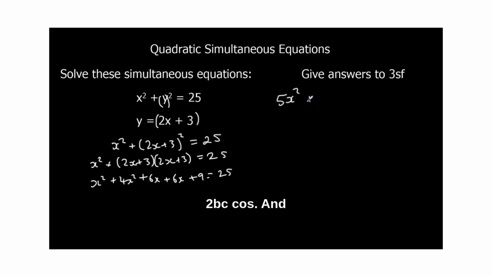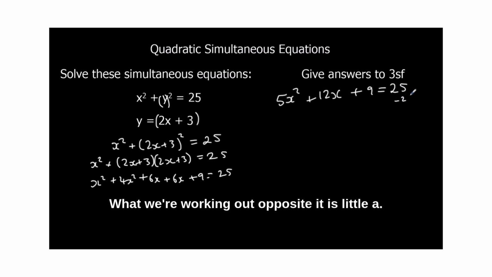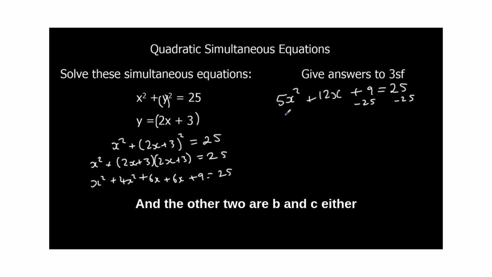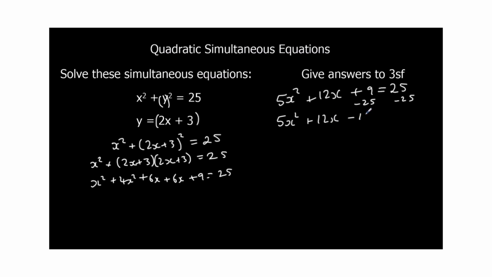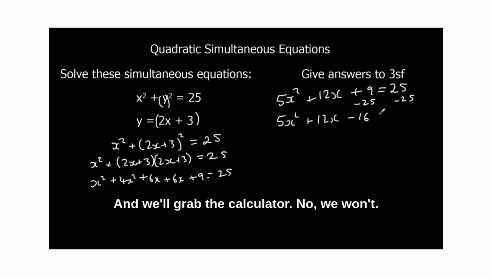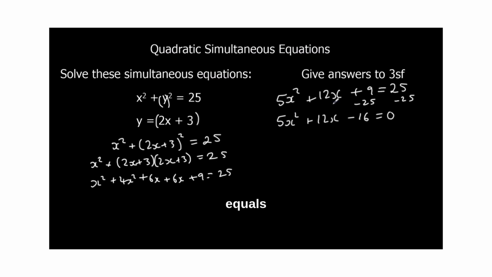6x plus 6x is 12x, plus 9 equals 25. Now I'm going to take 25 off both sides to make it equal to 0, because it needs to be equal to 0 to solve the quadratic. That's minus 16 equals 0. Okay, so we've got a quadratic, so we can't factorize this.